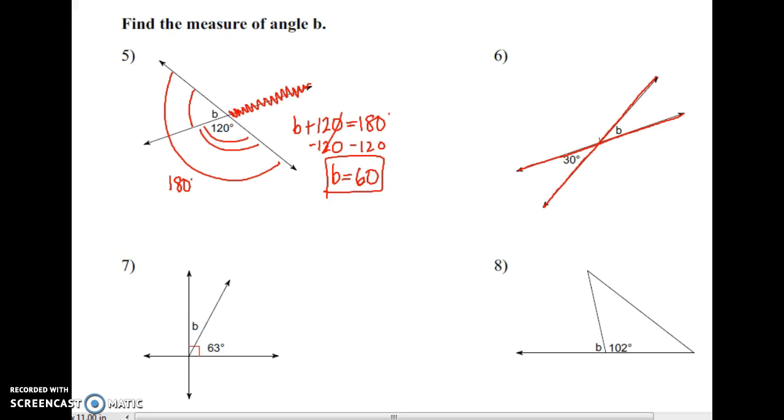Now, because these angles are on opposite sides of this intersection, they are vertical angles. Therefore, they are congruent, or equal to one another. This means that B has to equal 30 degrees. I'll leave the rest in this section up to you.